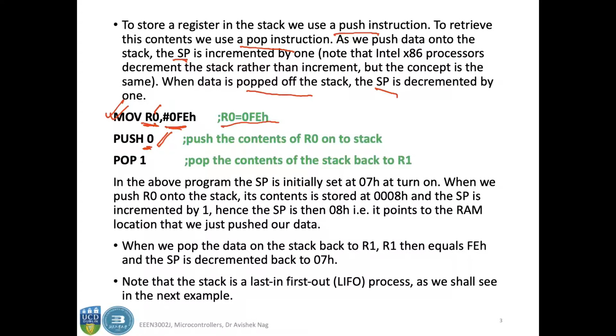Now the question would be which R0 we are choosing, because there are 4 register banks and there are 8 registers R0 to R7 in each of those register banks. Which register bank is chosen depends on these 2 bits that are there in your program status word register. So in your PSW you have these 2 bits. If these 2 bits are 00, then register bank 0 is chosen. If this is 0 and 1, then register bank 1 is chosen.